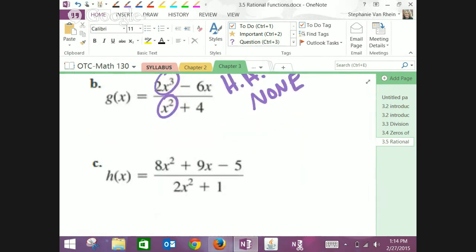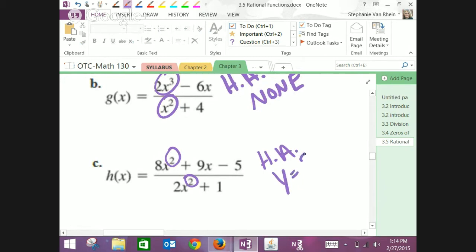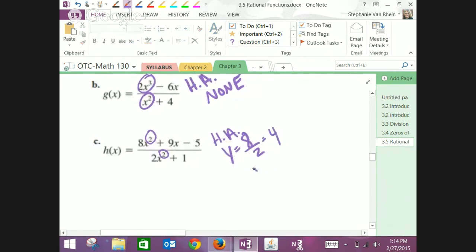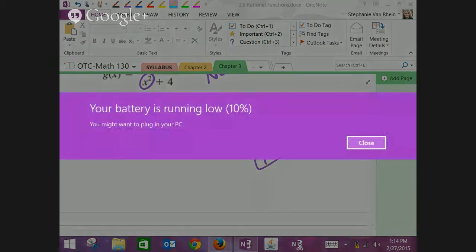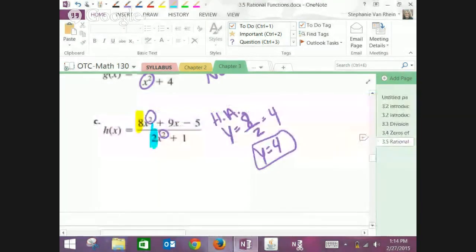And then C, the power in the numerator is the same as the denominator. So I do have a horizontal asymptote, and that's y equals 8 over 2, which would be y equals 4. You guys see that? I take the coefficient in the numerator, divide by the coefficient in the denominator. If they're equal powers, they're going to cancel each other out, and the ratio of the coefficient on top divided by the coefficient on bottom is going to be my horizontal asymptote.